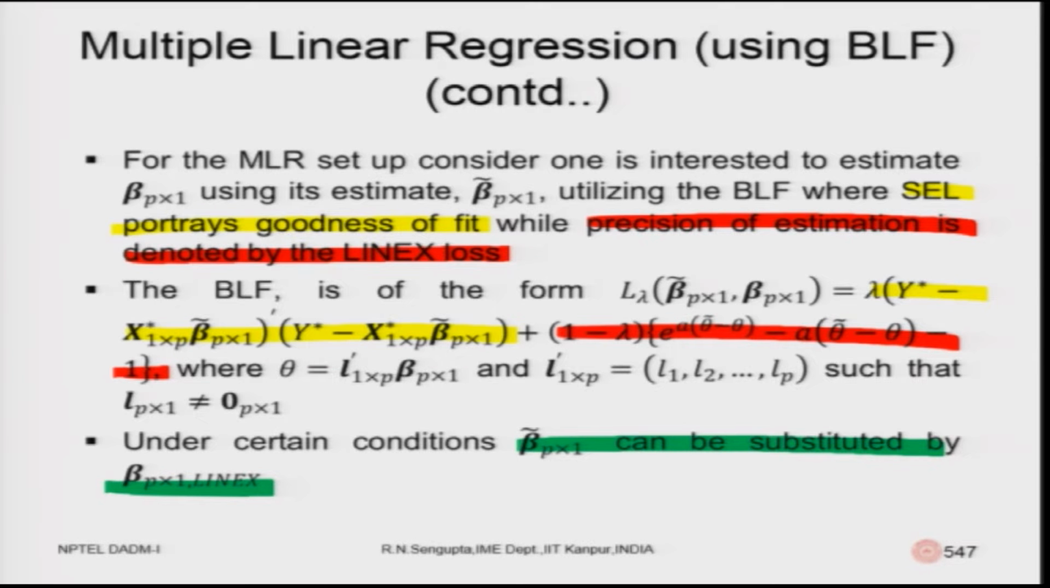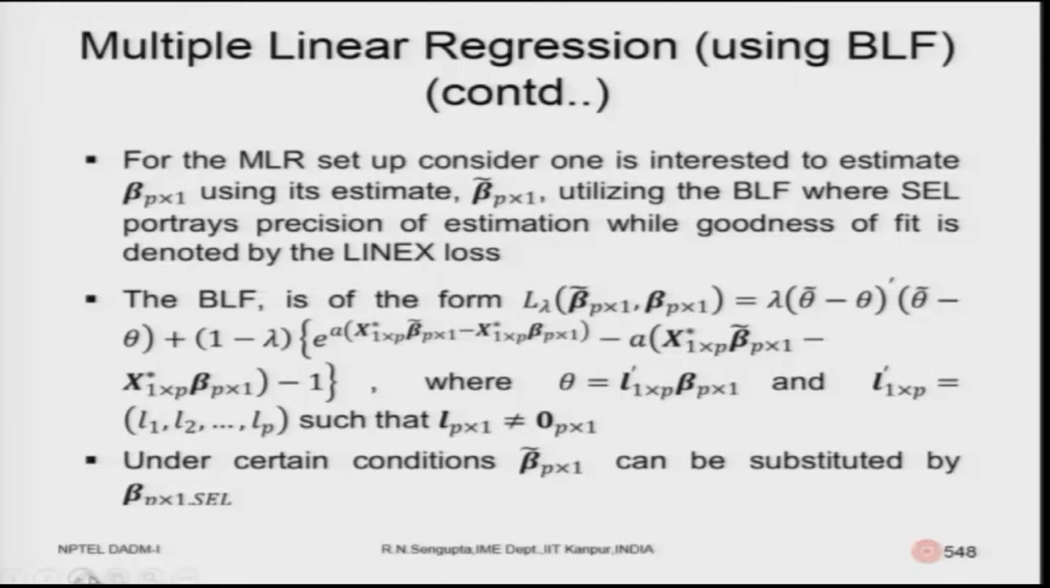So, the first case was the goodness of fit was squared error, the precision of estimation was Linex, and you use beta, the estimated beta coming from the ordinary least square setup. Second, which is in front of you, again squared error loss for the goodness of fit, Linex loss for the precision of estimation, but now you basically use beta, the estimated value of beta coming from the Linex loss setup.